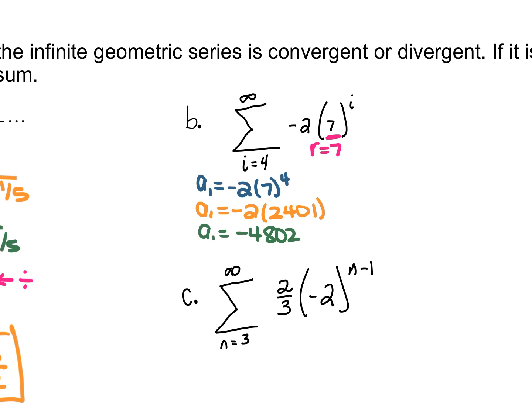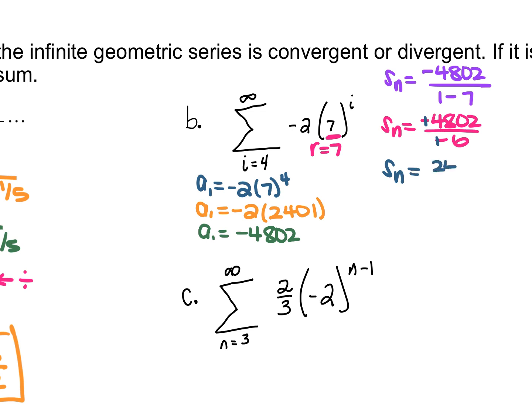Now that we have a sub 1 and r, use your formula. S sub n is equal to a sub 1, which is -4,802, over 1 minus r, so that's 1 minus 7. This simplifies to give us -4,802 over -6. A negative divided by a negative is a positive, and this simplifies by dividing each of these numbers by 2 to give us 2,401 over 3.